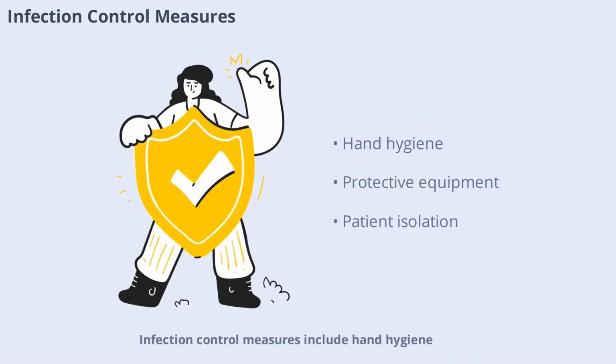Infection control measures include hand hygiene, use of personal protective equipment, sterilization of instruments, and isolation of contagious patients. These practices are essential in hospitals and clinics to protect both patients and healthcare workers. Effective infection control reduces the risk of outbreaks and improves overall patient safety.